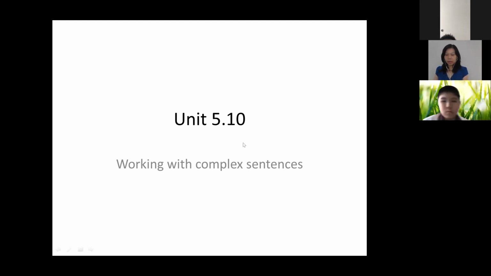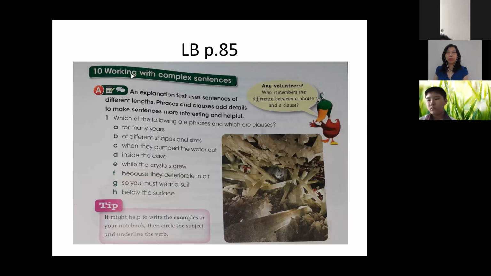Now, today we are working with complex sentences. An explanation text uses sentences of different length. Phrases and clauses add details to make sentences more interesting and helpful. Number 1, which of the following are phrases and which are clauses?